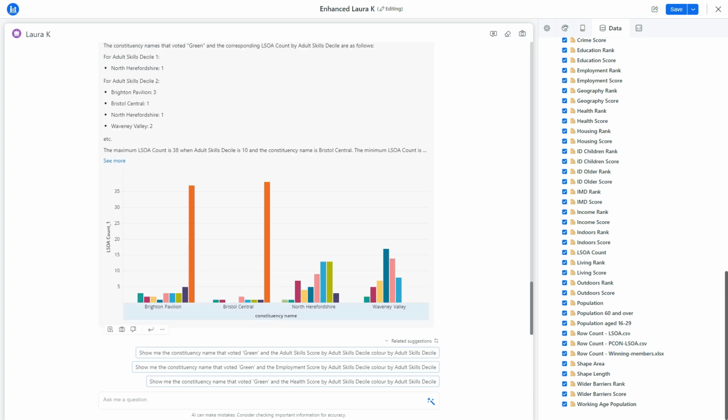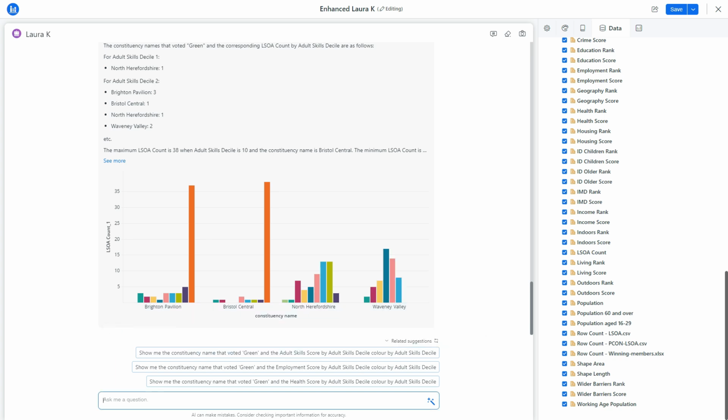So there we see that as far as adult skills are concerned, the results are quite telling: we have 37 LSOAs for Brighton Pavilion in adult skills decile 10. Similarly, we've got 38. The distribution is slightly wider for the rural constituencies, but still the concentration is quite high in that level.